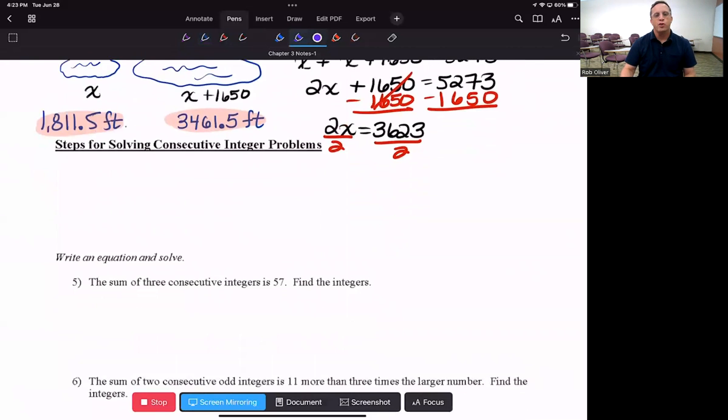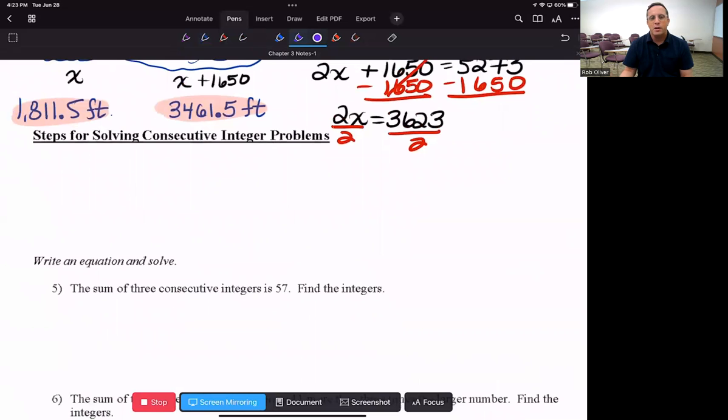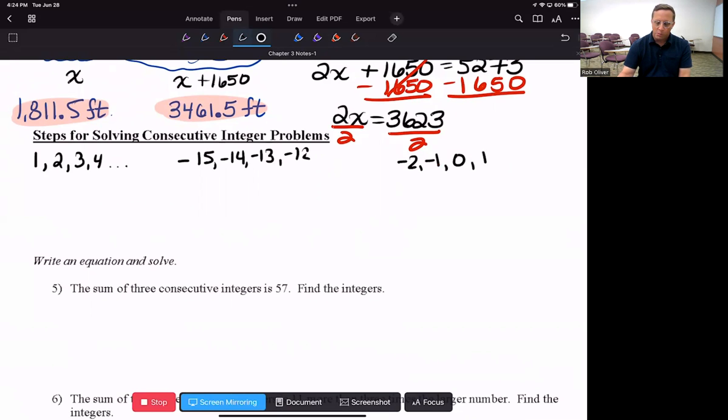That's it. Okay, now steps for solving consecutive number problems. Now, consecutive numbers are numbers that are one after another, right? So in the simplest way you could put it, if we have 1, 2, 3, 4, those are consecutive numbers, or they can be negative. They can have negative 15, negative 14, negative 13. They don't have to be all positive. Negative 12. You could have 0 in there as well. You could have like negative 2, negative 1, 0, 1, 2, 3, et cetera. So those are consecutive numbers, right? They're just one after another after another. All right, so those are consecutive.